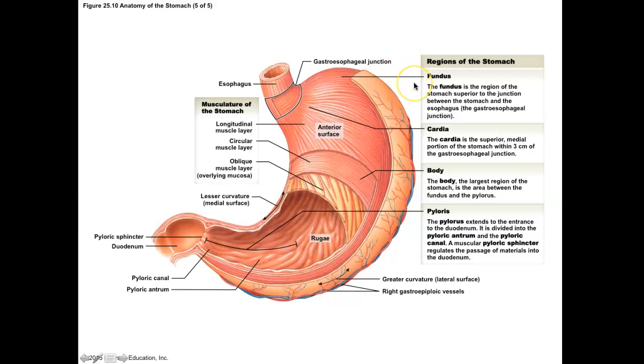The fundus is the region superior to the junction. So if you just drew a line that goes across from the junction, everything that goes above that is called the fundus. The majority of your stomach is going to be the body. The body is the largest region.